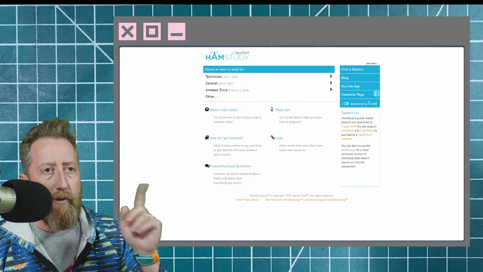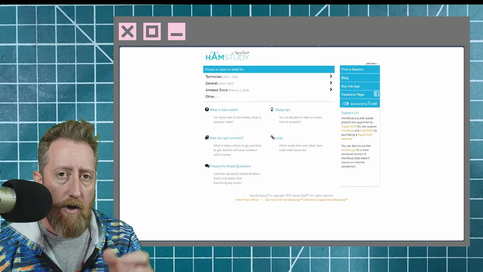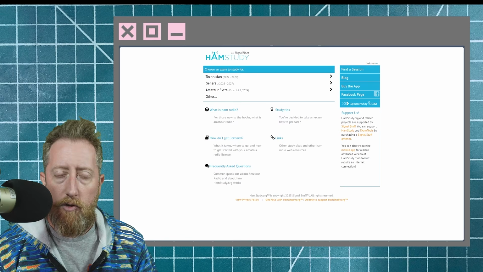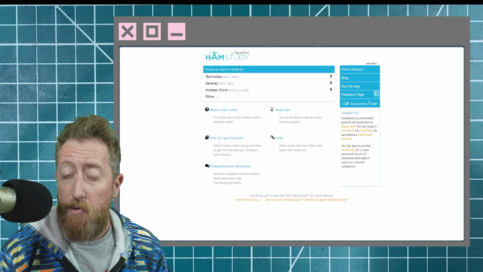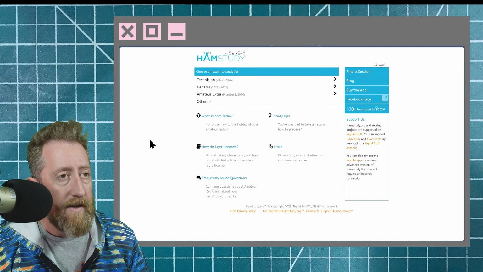So we are using hamstudy.org for this. It's a free website. You can check it out. I'm also using the accompanying app. There is a charge in the App Store for it, a couple of bucks. You do get the added convenience to be able to take this along with you anywhere. But if you want to study at hamstudy.org, it is completely free.